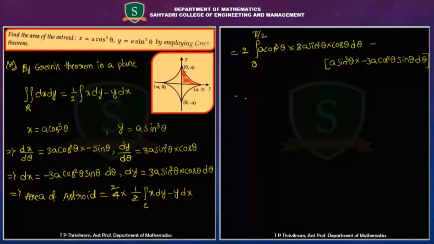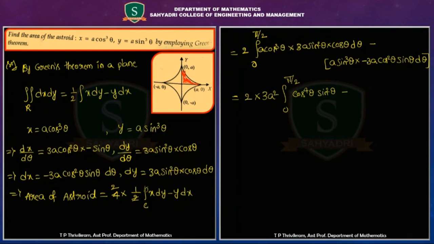So this one is equal to 2 into integral 0 to pi by 2. Here, which one is common? 3a square is common here. You can write that 3a square outside, into 3a square, and take integral 0 to pi by 2 common. So let us write the remaining thing. You'll get cos power 4 theta into sin square theta, minus, you'll get plus sin power 4 theta into cos square theta d theta. So this one is equal to 6 a square.